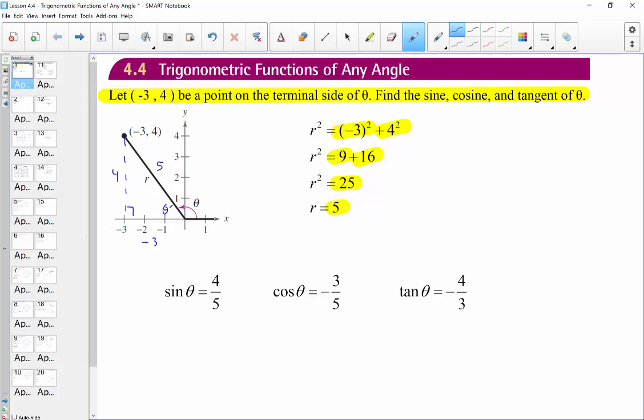And now that we know all three sides of the triangle, we can solve for our trigonometric functions. We know that the sine of theta equals the opposite, which is 4 in this case, over the hypotenuse, 5. And the cosine of theta is equal to the adjacent side, -3, over the hypotenuse, 5. And finally, the tangent of theta is equal to the opposite side, +4, over the adjacent side, -3.